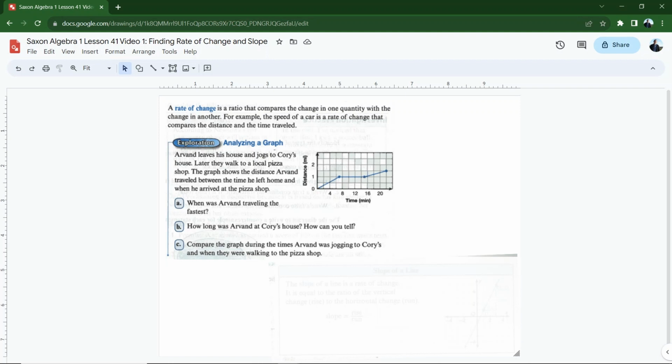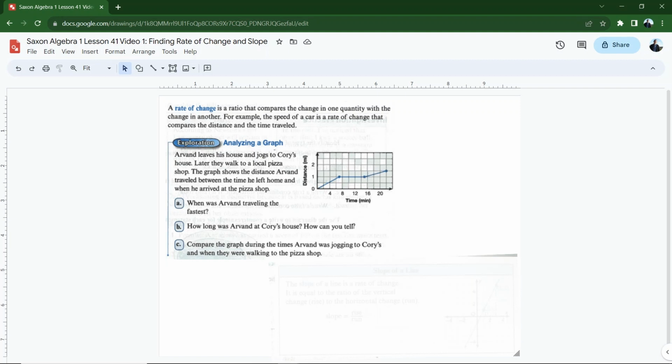And lastly, compare the graph during the times Arvind was jogging to Corey's house and when they were walking to the pizza shop. Here's the jogging time. Okay, so this is steeper. This is less steep because they're walking, so this is more gradual. The steeper the slope, the faster the speed. The more gradual the slope, the slower the speed. And that's what we see in this graph.